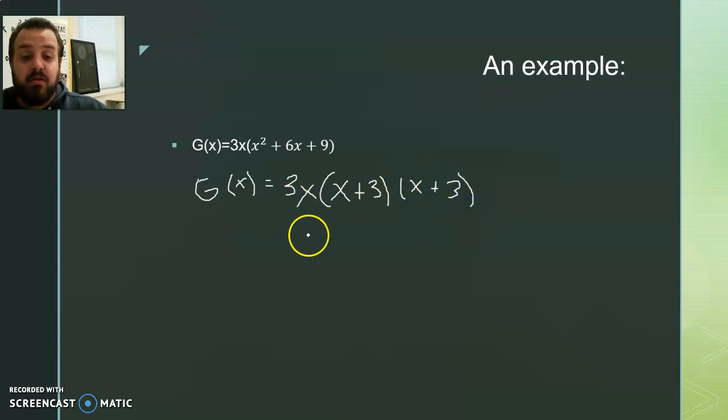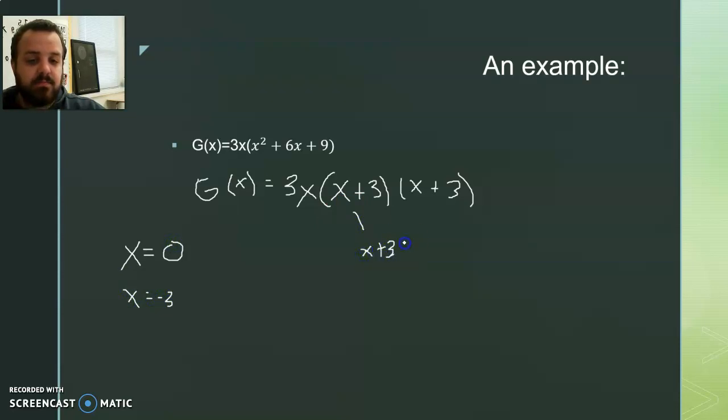When I'm listing my roots, I have 2 roots. I have a root of x equals 0 and a root of x equals negative 3. Again, I'm getting that by setting x plus 3 equals 0 and solving. Now that's what my roots are. What's my multiplicity? Well, it's how many times these roots show up. I have one factor that's giving me the root x equals 0, so this one has a multiplicity of 1. For the negative 3, I have 2 factors that are giving me negative 3 as their root, so this one has a multiplicity of 2.